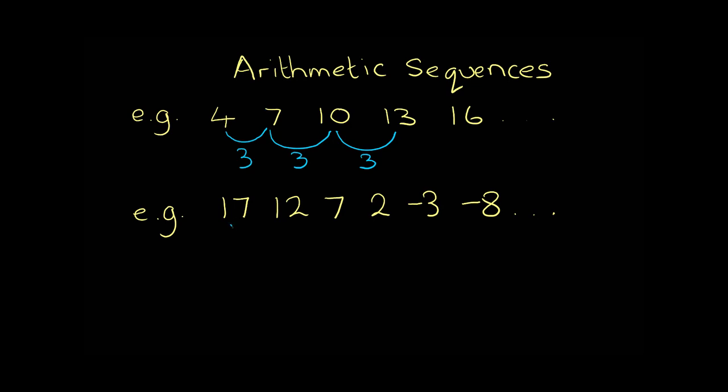So here's another example of an arithmetic sequence. In this case we've got 17 take away 12, so that's minus 5 we've got there, because it really should be 12 take away 17, of course. 7 take away 12, that's also minus 5. 2 take away 7 also gives us an answer of minus 5. So that's what we're looking for to spot an arithmetic sequence.